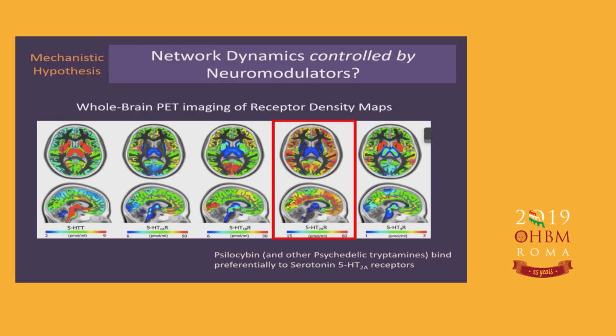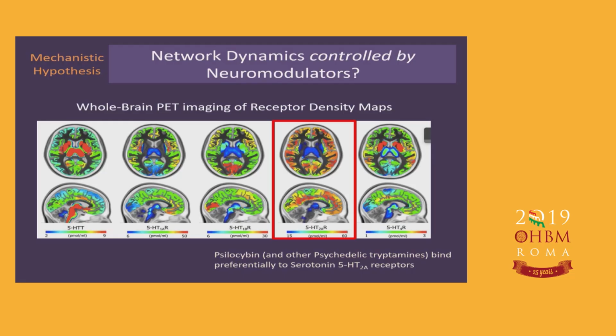So there are new imaging techniques from PET that allow us to look at different receptor maps in the brain. And what this is revealing is, for example, these are different subtypes of serotonin receptors. So it's the 5-HTT, 5-HT2A, 5-HT1A. There are different types. And we know, for example, that psilocybin binds preferentially to the serotonin 5-HT2A receptor.